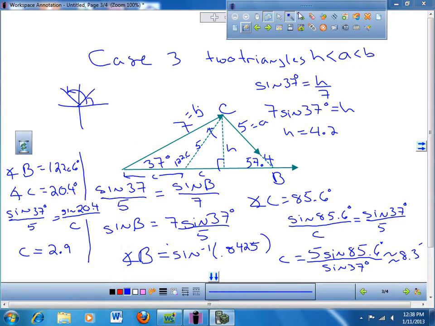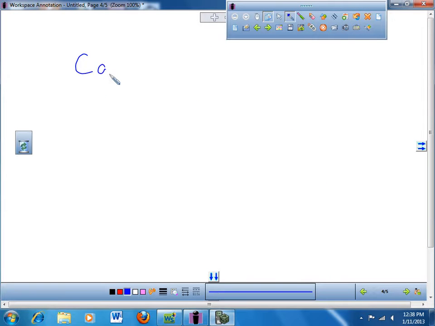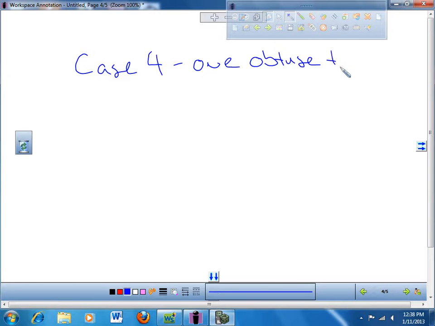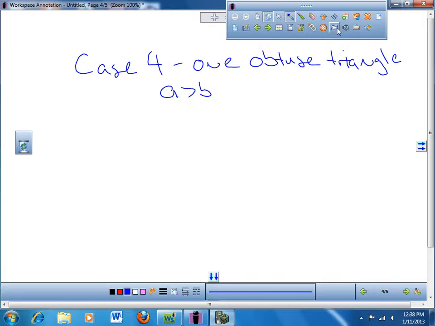Okay, last case, last one. Okay, case 4, and that's the case in which you have one obtuse triangle, and that's the case in which A is bigger than B, and that one's not very tough either.